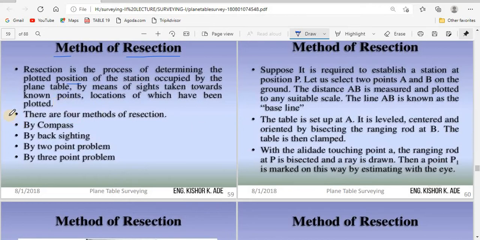Okay, there are four methods of resection. That is by compass method. It can be done with the help of a compass method. It can be done by backsighting method. It can be done by 2-point problem. It can be done by 3-point problem. Okay, so we'll start one by one.